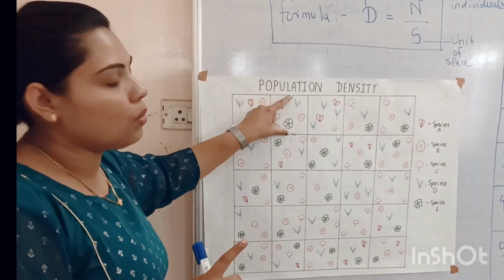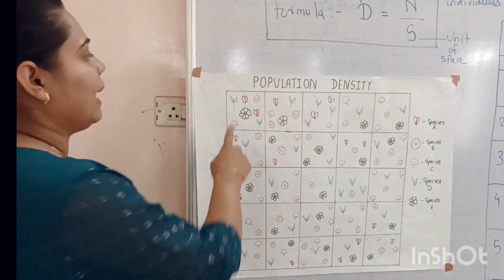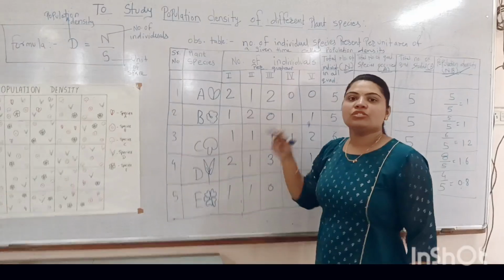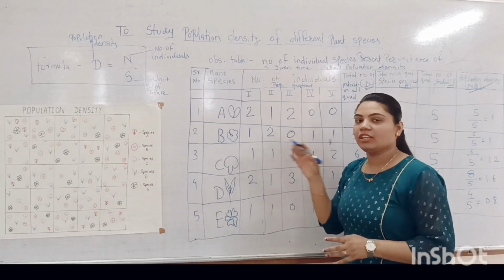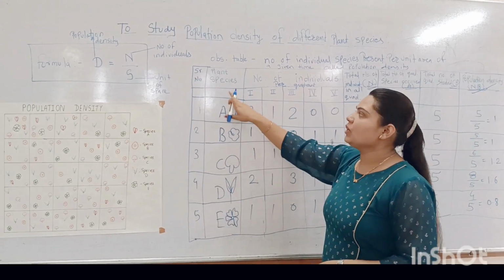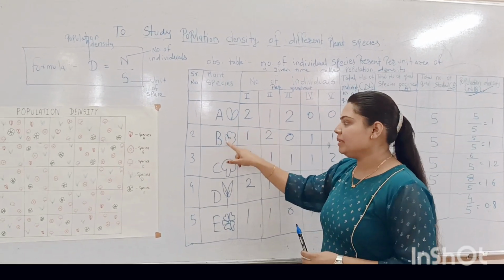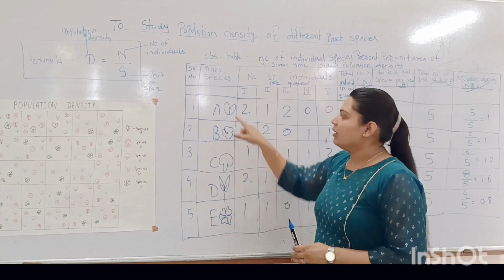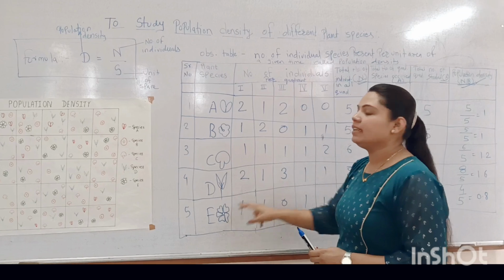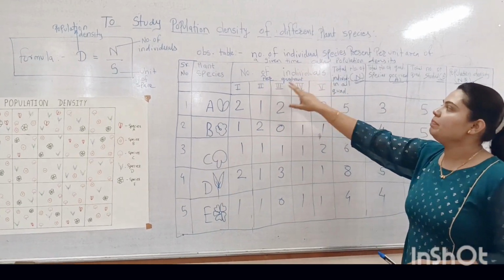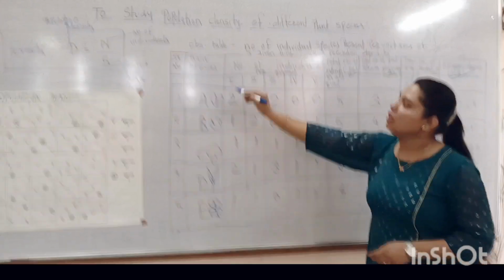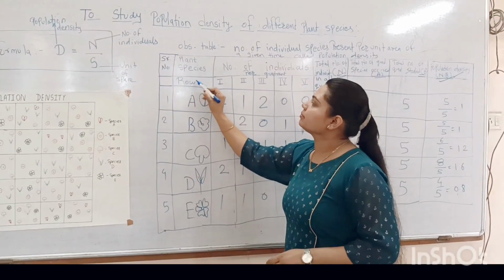This is your quadrant number 2. You have to calculate per species and write it in your observation table. The observation table for the 5 quadrants is: first column is serial number, second column is plant species A, B, C, D and E, and in front of them the size and shape of that particular plant species. Then the number of individuals per quadrant is 1, 2, 3, 4 and 5.